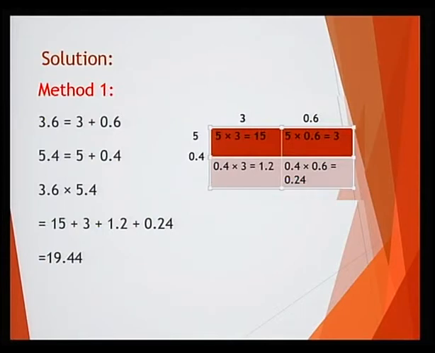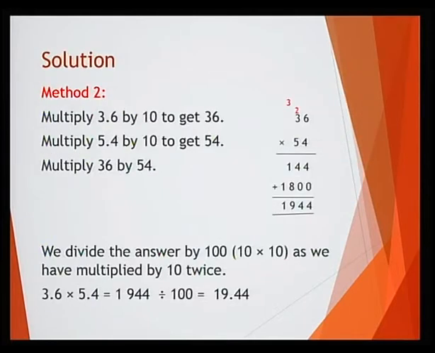We now look at the second method. Instead of multiplying 3.6 by 5.4, I try to convert the decimal numbers into whole numbers. So I multiply 3.6 by 10 to get 36, and I multiply 5.4 by 10 to get 54. So now I just have to multiply 36 by 54.